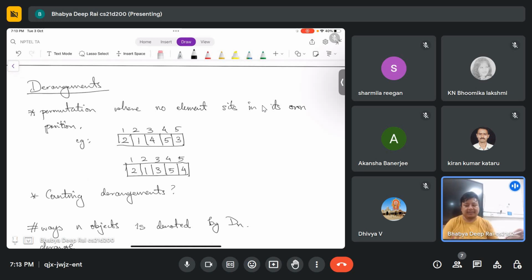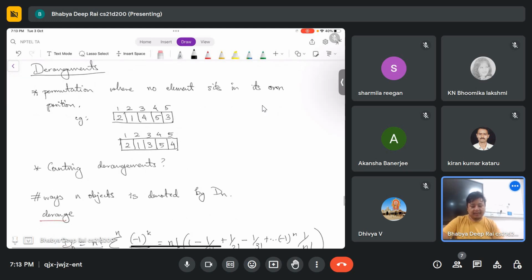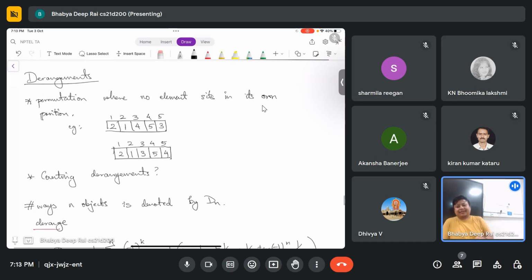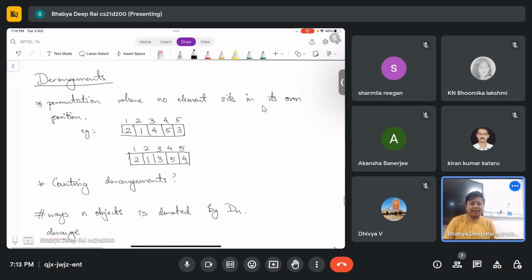Yeah, the remaining is just applying the formula. So we are coming towards the end of the session. Derangement is a rather simple and not too calculation-intensive part of this discussion. Derangements.